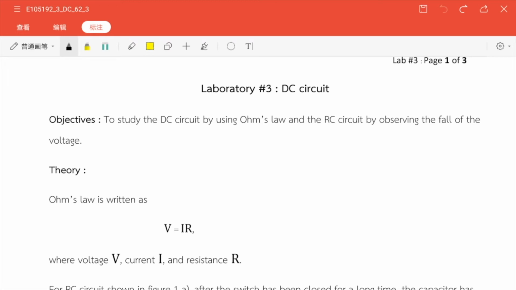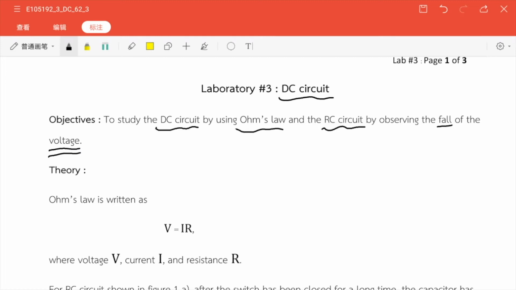Hello everyone, this is lab number 3, DC circuit. The objective of this lab is to study the DC circuit by using Ohm's law and the RC circuit by observing the fall of the voltage.